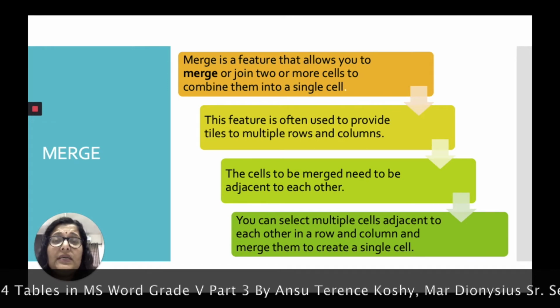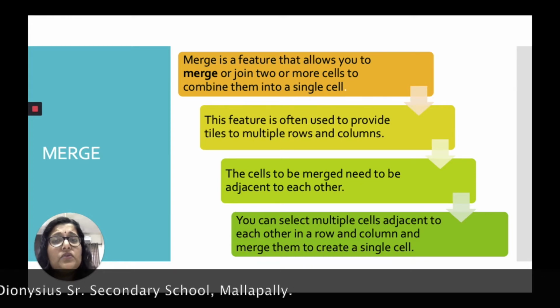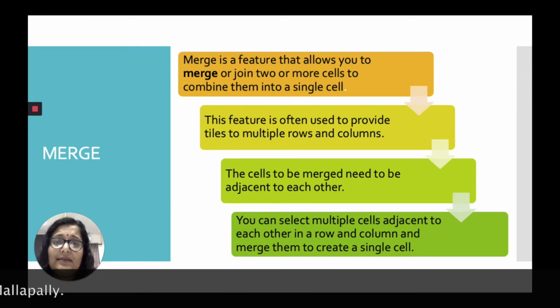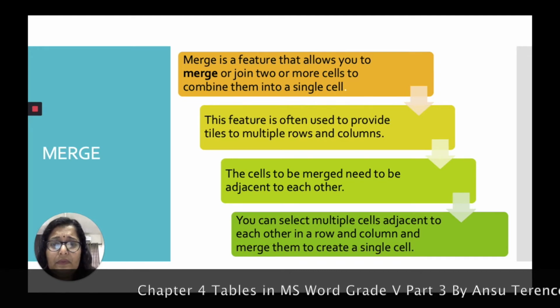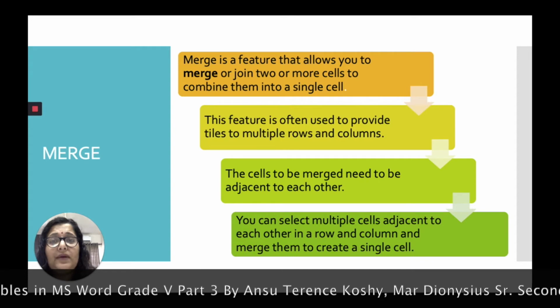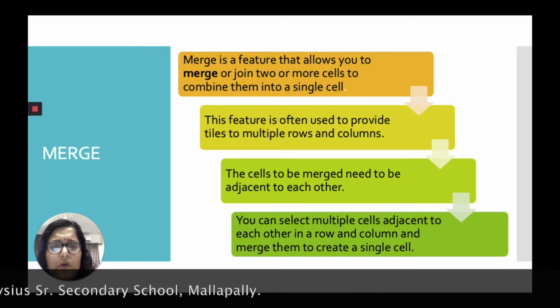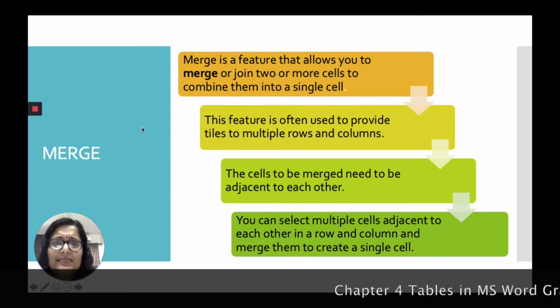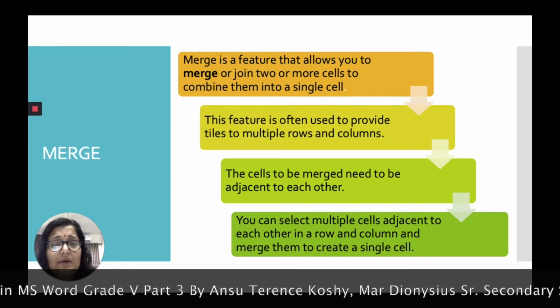Merge. Merge is a feature that allows you to merge or join two or more cells to combine them into a single cell. This feature is often used to provide titles to multiple rows and columns. If you have a lot of rows and columns, this helps to create titles for them, like a sidebar on the side. This merged cell is a title. You can put it as a title here. So it helps to create titles when you have a lot of rows and columns.